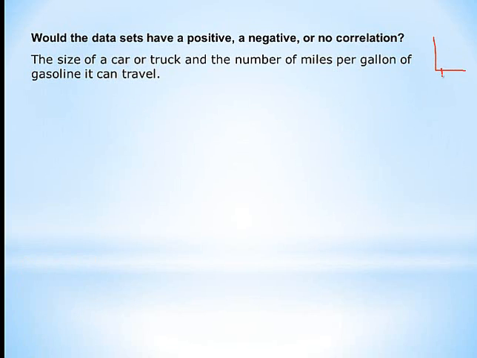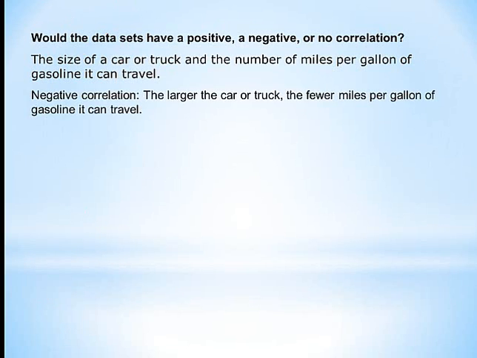the number of gallons in a car and the number of miles per gallon, the bigger the car, the more miles. Well, that's not necessarily true either. But this would be a negative correlation because the larger the car or truck, the fewer miles per gallon of gas it can travel. So if you were plotting this, it would look something like this.